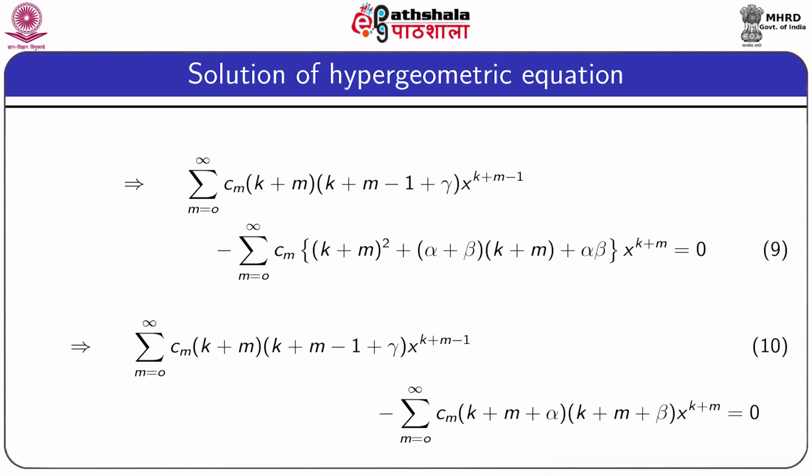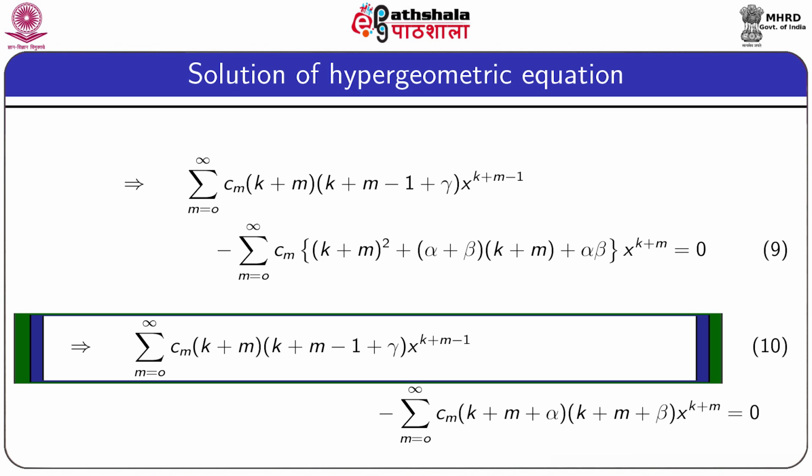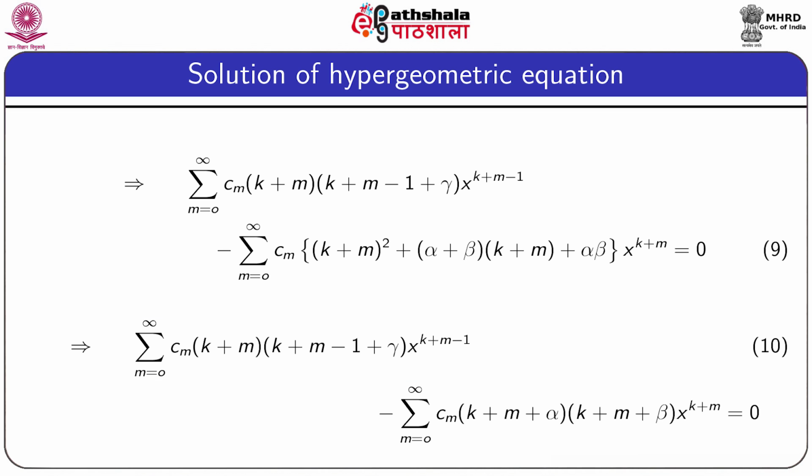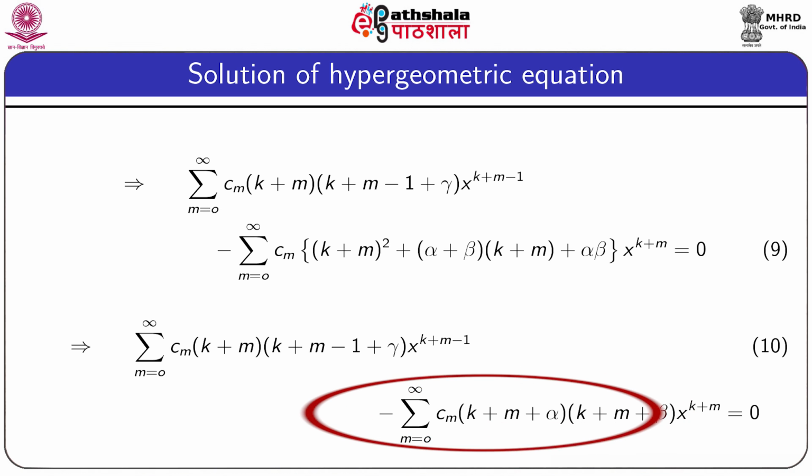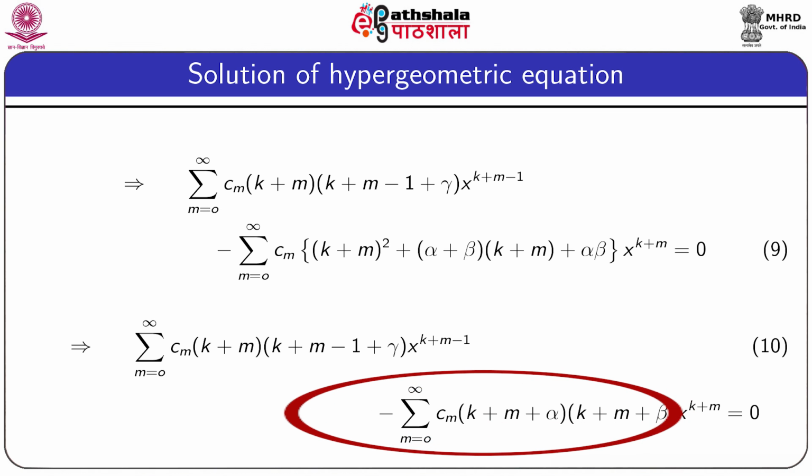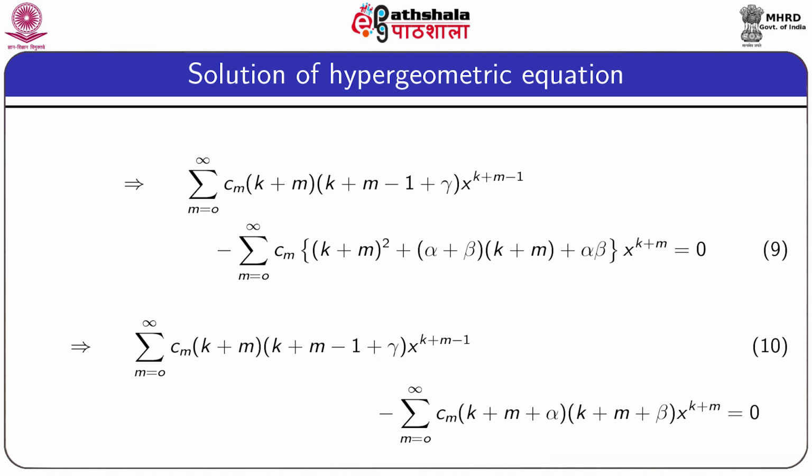Which after simplification gives equations 9 and 10, given by summation m equal to 0 to infinity C_m (k+m-1+gamma) x^(k+m-1) minus summation m equal to 0 to infinity C_m (k+m+alpha)(k+m+beta) x^(k+m) equal to 0.